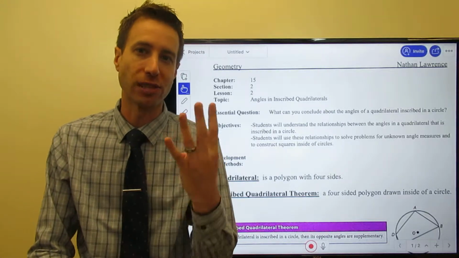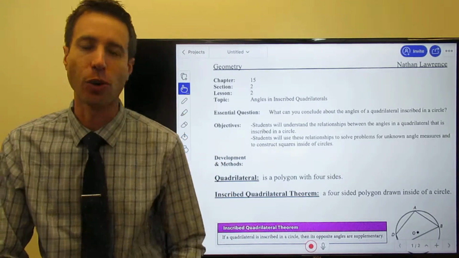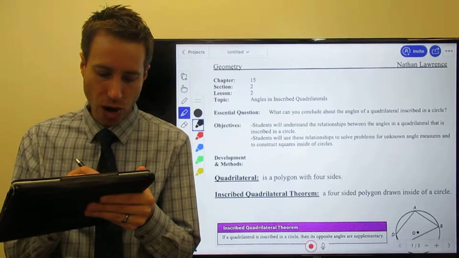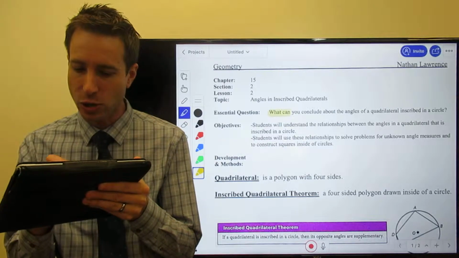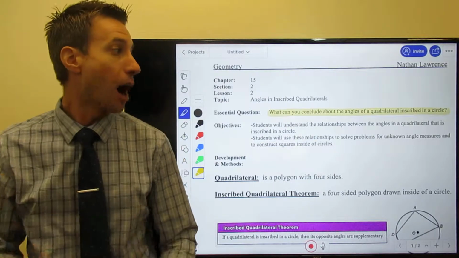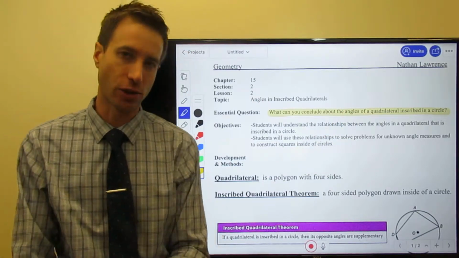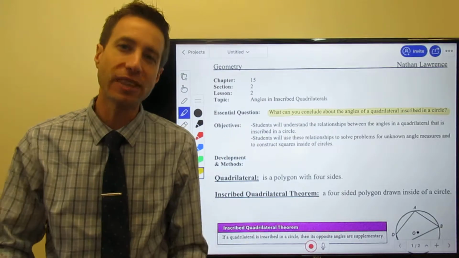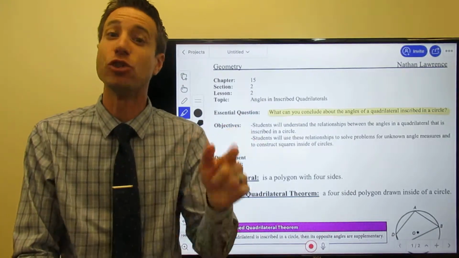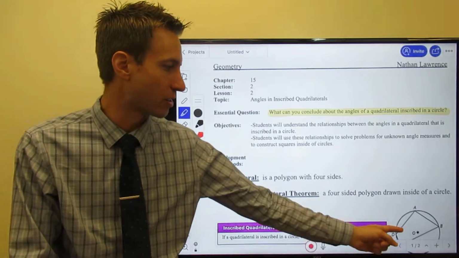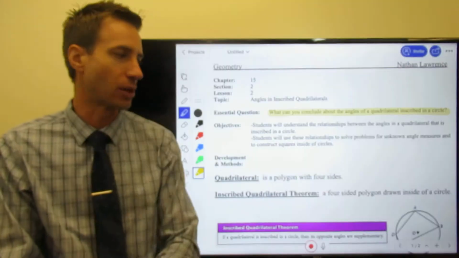Remember, a quadrilateral is simply a four-sided figure. So here's the question that we're going to try and answer. We want to know, what can you conclude about the angles of a quadrilateral inscribed inside of a circle? That's what we want to know. Something about the measure of the angles of a quadrilateral that is drawn inside of a circle. I actually have a picture of one down here for you. You'll see when I slide up.